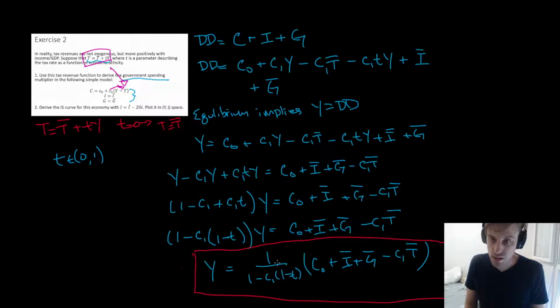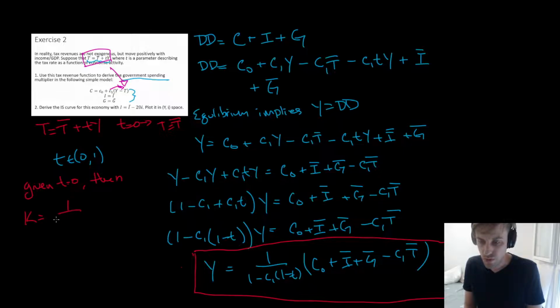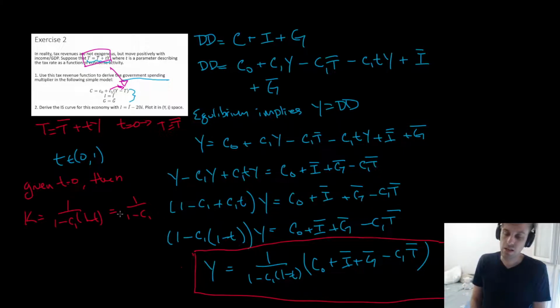the multiplier is going to collapse to 1 over 1 minus c1, right? So given t equals 0, then k equals 1 over 1 minus c1 times 1 minus t, which equals 1 over 1 minus c1. And this is exactly the multiplier that we got from our first model. So because when we plug in t equals 0, we get the old model back, we know we didn't make any mistakes in our derivation of the multiplier for this new model.